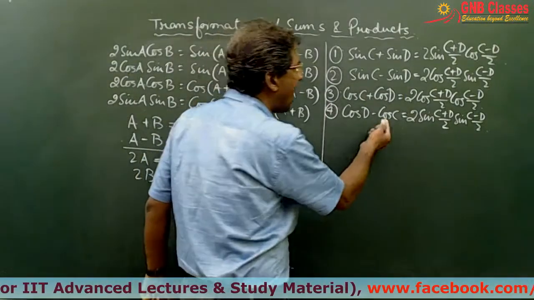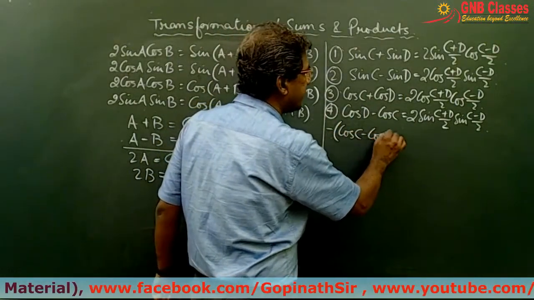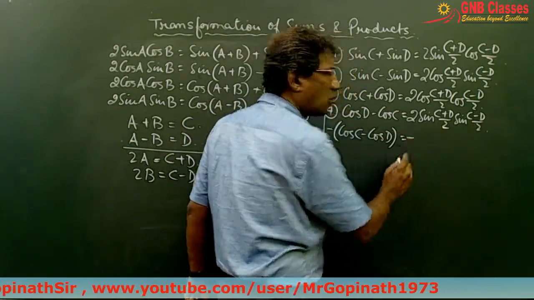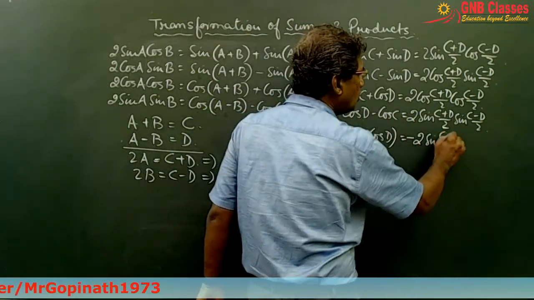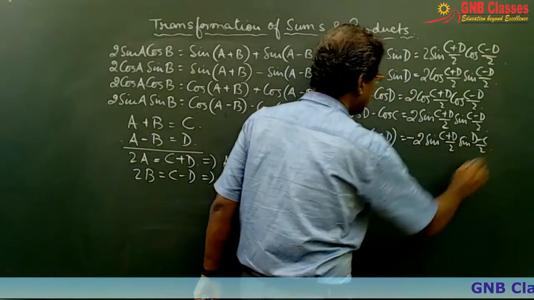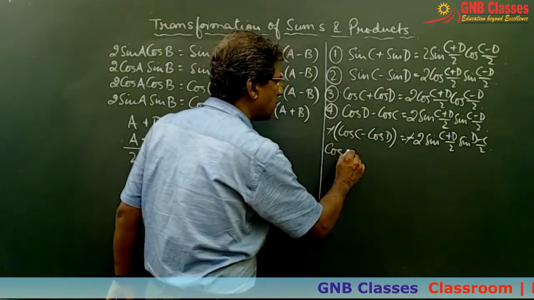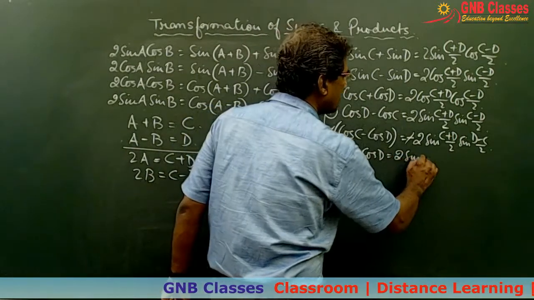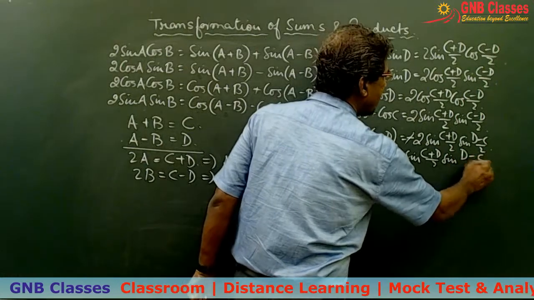So that is why I am taking a minus common. So we are getting cos C minus cos D equals to, if I take a minus common from the sine, it will come out, because sine of minus theta is minus sine theta. It will give you 2 sine C plus D by 2 sine D minus C by 2, right? Therefore, the fourth formula we will remember as cos C minus cos D is 2 sine C plus D by 2 sine D minus C by 2.